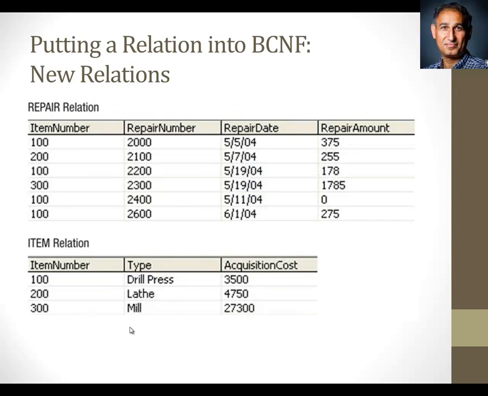If we view the two relations or tables, they should look like this. A relation for repair with the primary key repair number and a foreign key item number, and a relation for item and the primary key is item number.